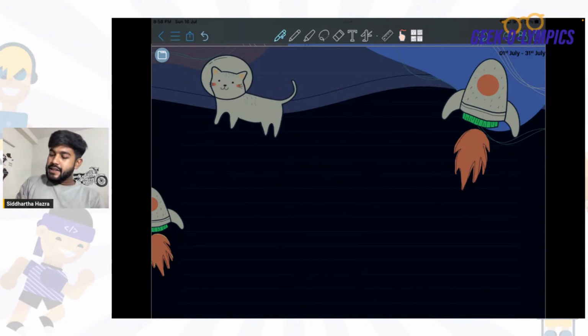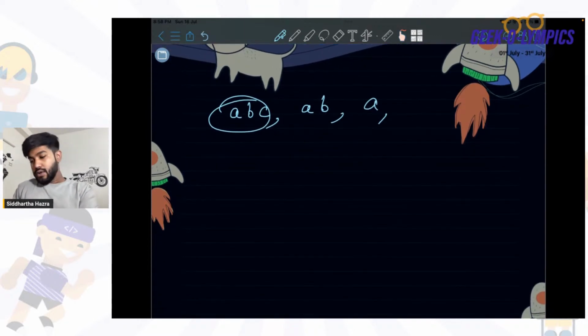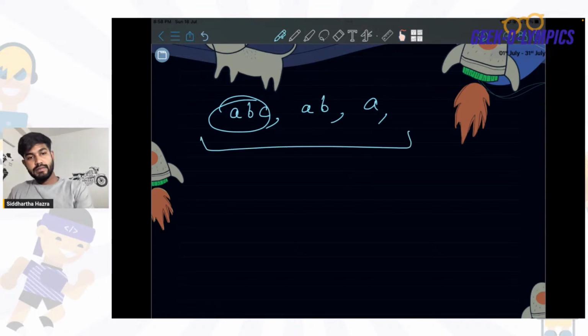So what I can do is, let's say A, B, C was given, then we were given A, B, and then A. Okay, so the answer for this is ABC. Now let's see how we can get the answer. What we can do is we can first hash all the values. Okay. So A is hashed now, AB is hashed now, ABC is hashed now.